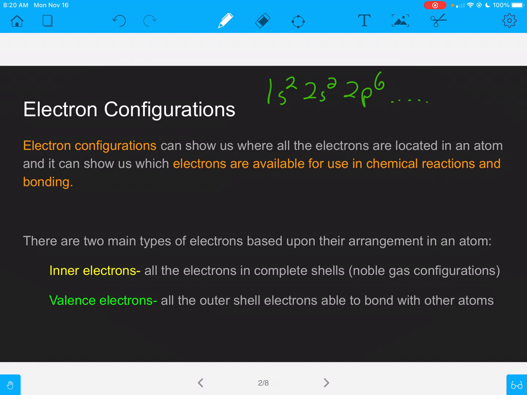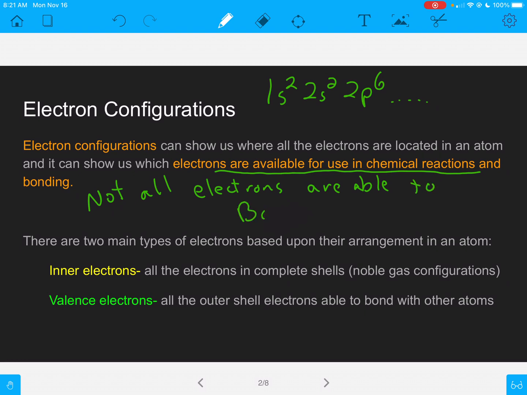So here's the thing you need to know. Electron configurations can show us where all the electrons are located in an atom, and which electrons are available for use in chemical reactions. And that's very important because not all electrons are able to bond. Not all of them are.